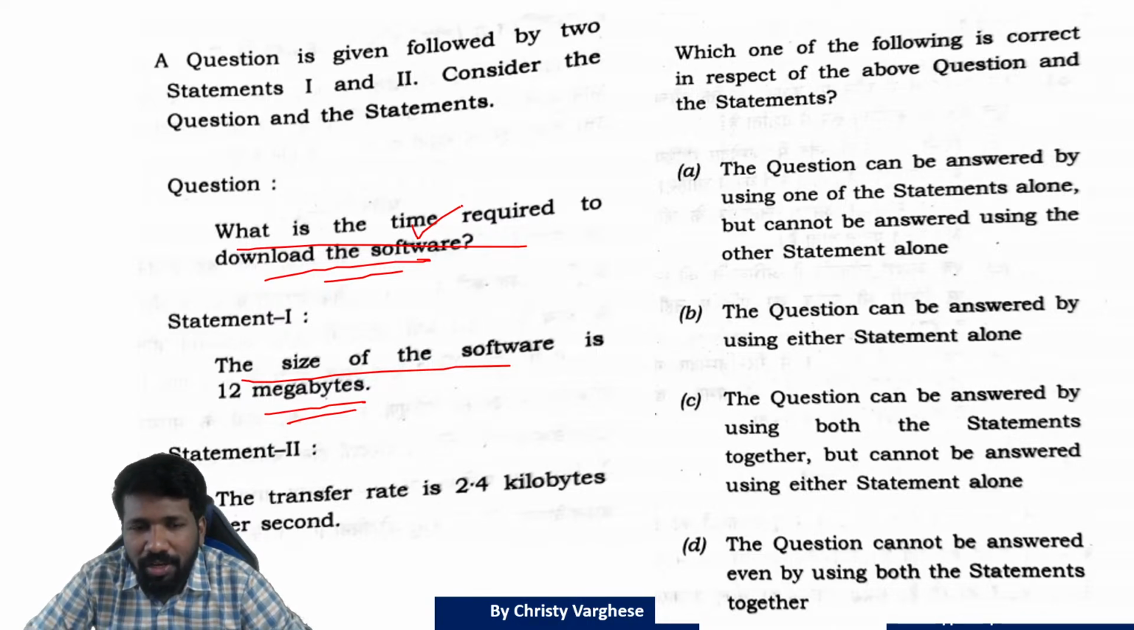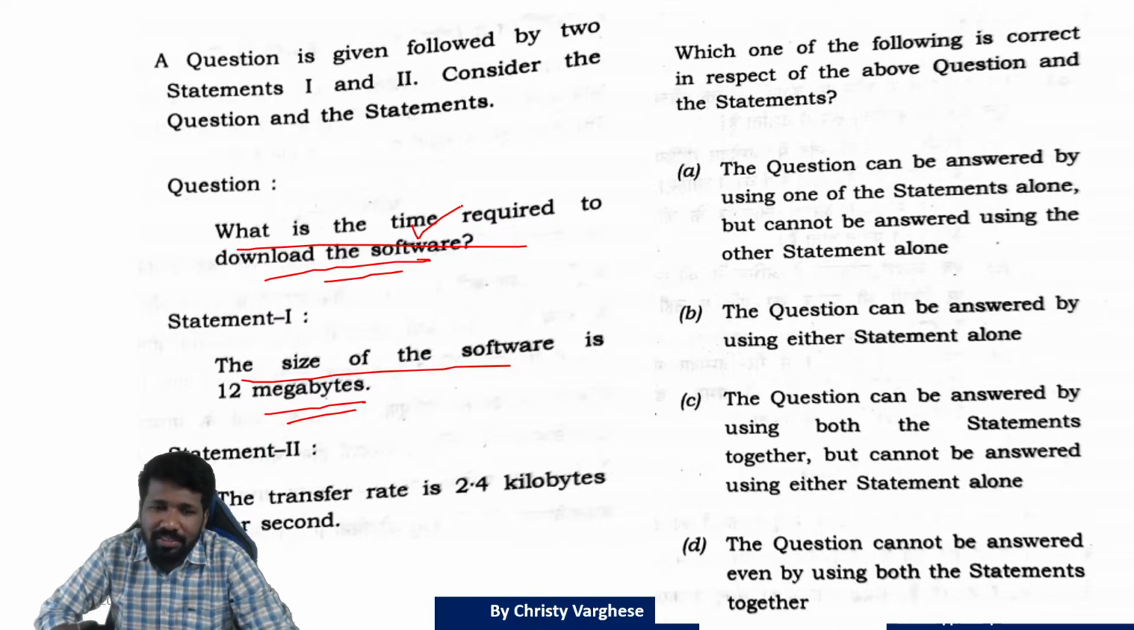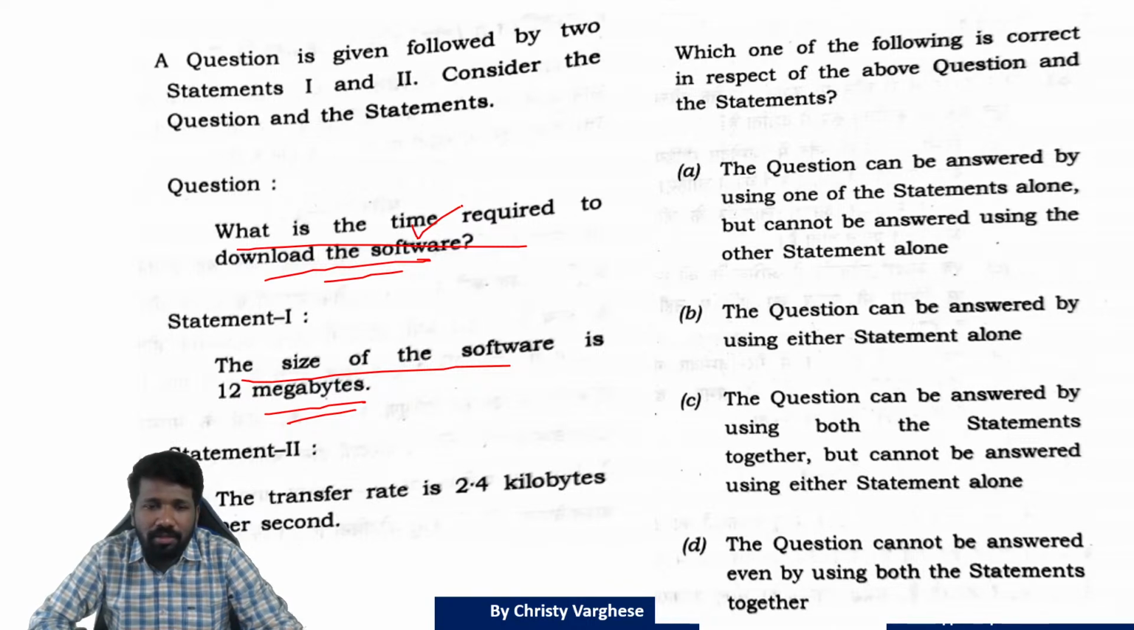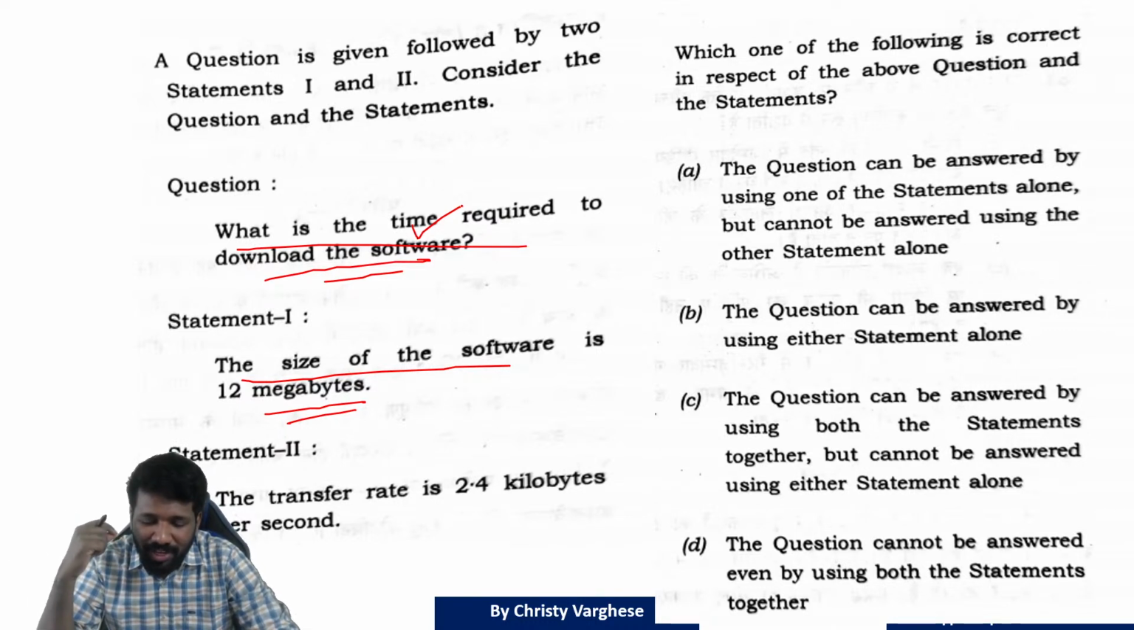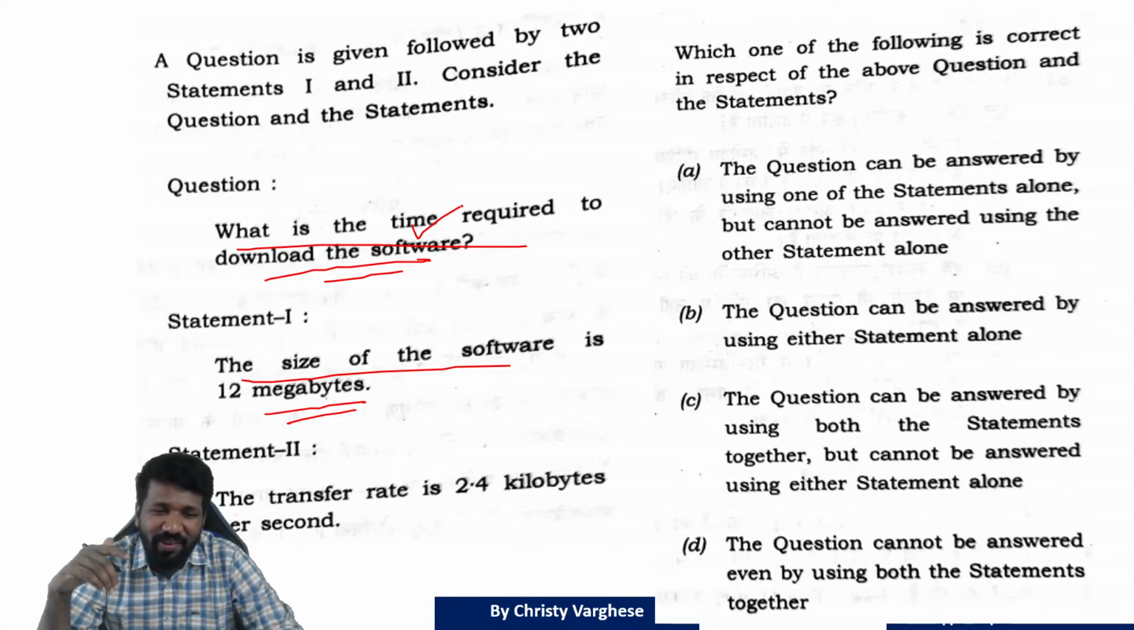Because maybe if the internet is very fast, 12 megabytes can be downloaded in a fraction of a second, half a second or a quarter of a second. That depends upon the speed. Maybe if it is a very slow connection, it may take 1 day to download 12 megabytes.